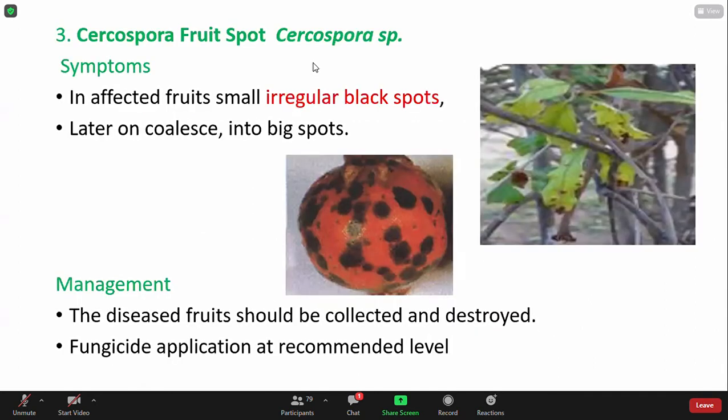The third one is Cercospora fruit spot, caused by Cercospora species. The symptoms in affected fruits are small irregular black spots. You can observe here small irregular black color spots. Later on, they join together to form big spots. To manage it, the diseased fruits should be collected and destroyed. This is the common practice for all pests and diseases, right? And fungicide should be applied at the recommended level, and its application should be responsible.